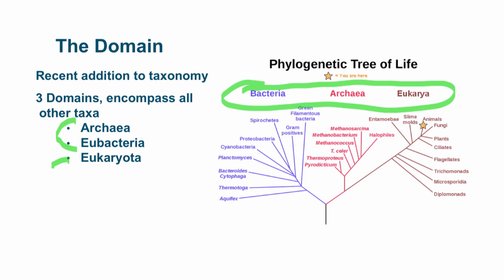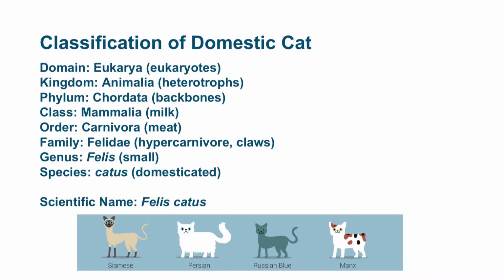So to help you understand how this works, we're going to go through the classification of the domestic cat, because this is something that most people are at least familiar with what they look like. So cats are in the domain Eukarya because they're eukaryotes. They're in the animal kingdom, they're heterotrophic. They're in the phylum Chordata, they have backbones. They're in the Mammalia class because they have milk and hair.